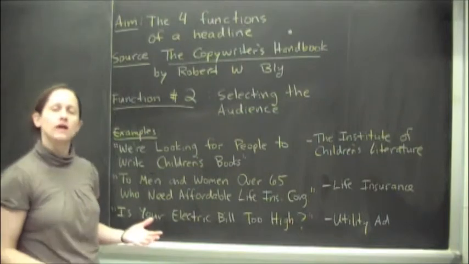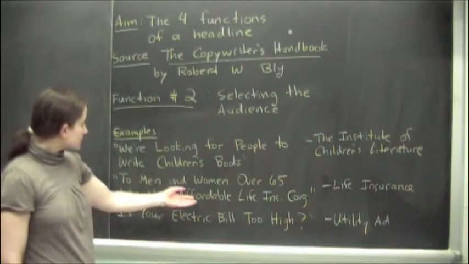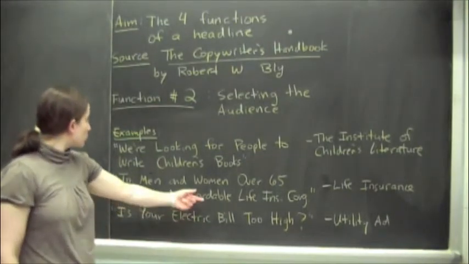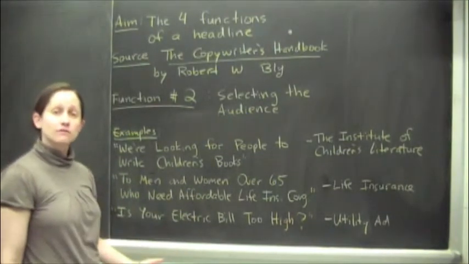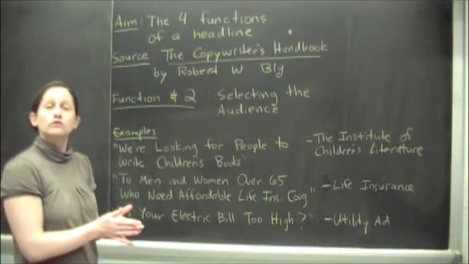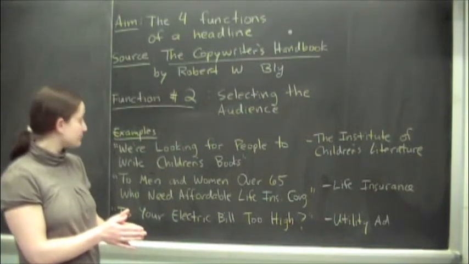This would be an example for a life insurance company. And it immediately cuts out people under 65, cuts out people who are not interested in life insurance coverage. So immediately you get inquiries only from the people, again, who are truly your customer, truly interested.